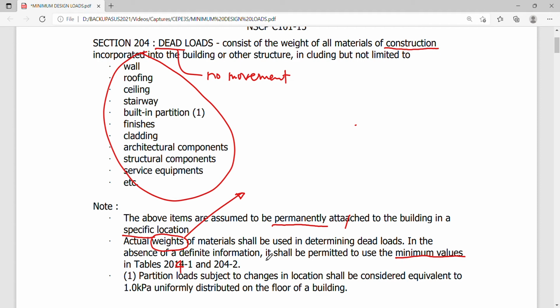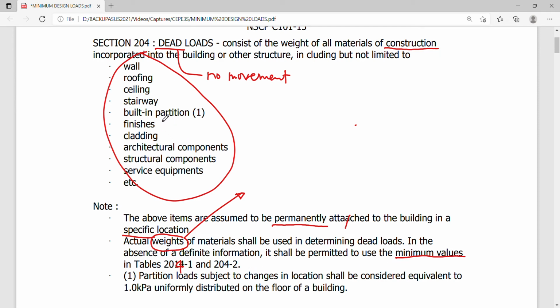Okay, so that's how you do it. If you cannot go into the determination of the actual weights because of some difficulty, you may opt to use the minimum value as presented in this code.